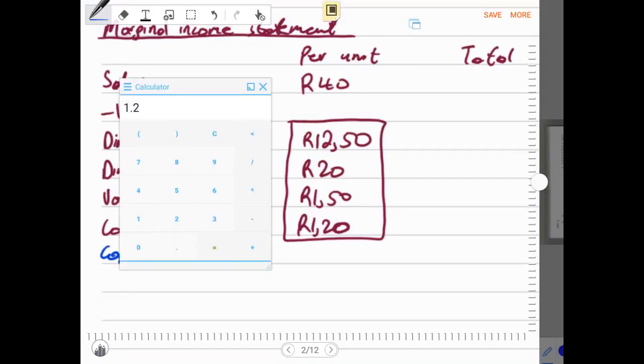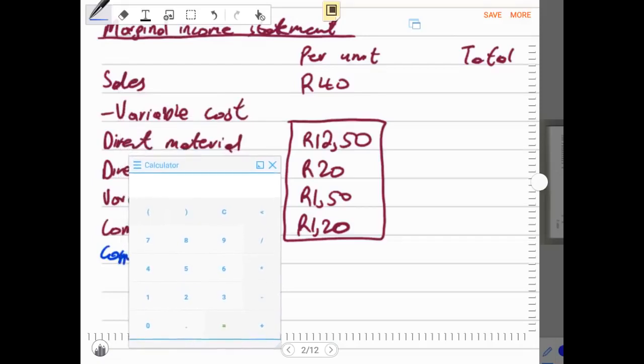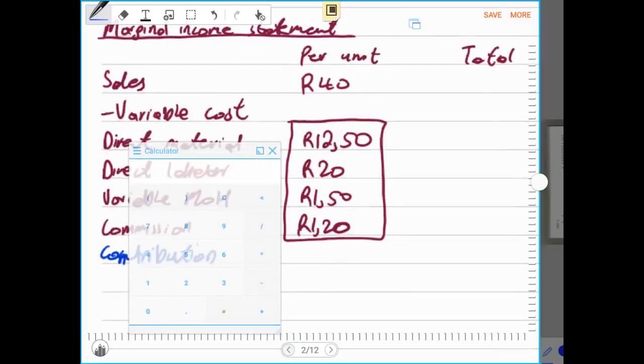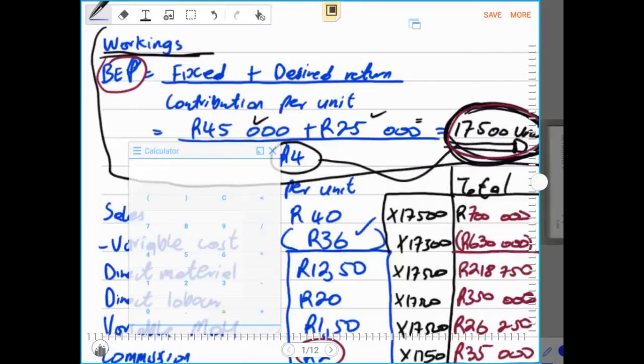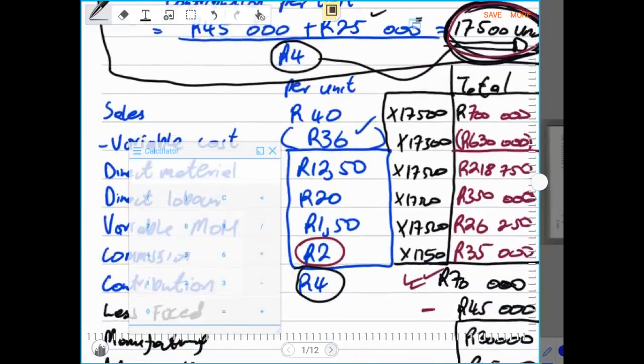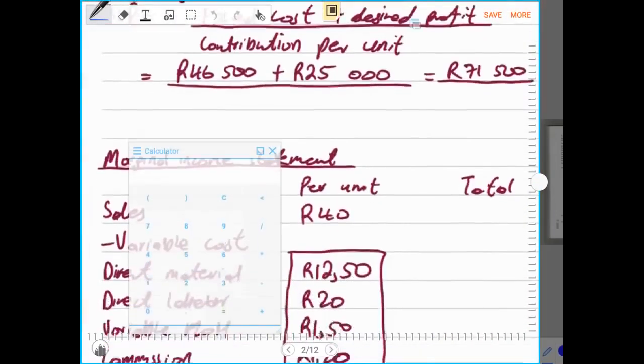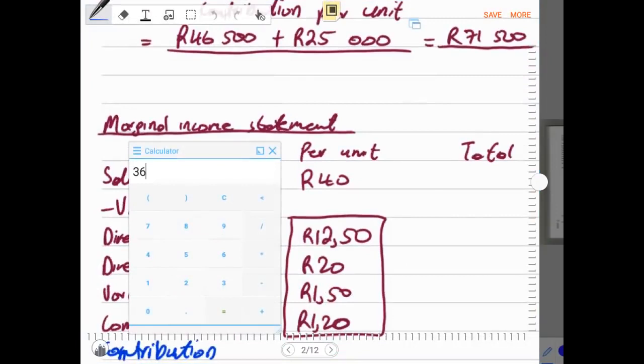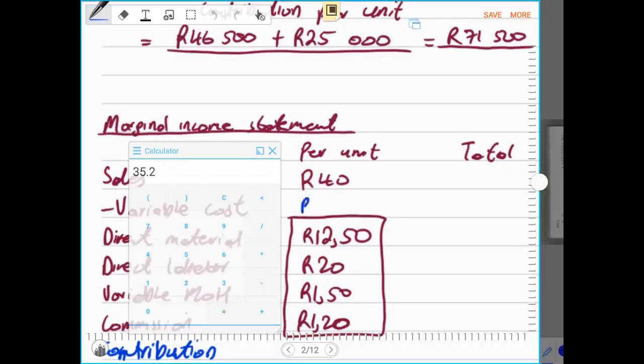Then we know that our variable costs previously were 36 rand, and they decreased by 80 cents. If you want to do it the way I did previously, you can just say 36 minus 80 cents, because we know that it's only the commission that decreased by 80 cents. Therefore, this will give us 35 rand 20 cents.